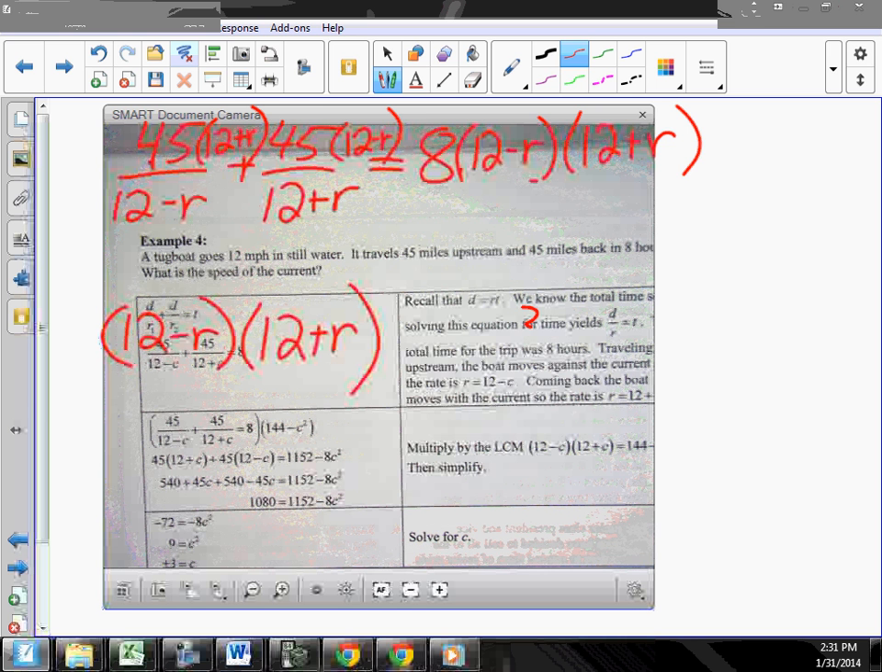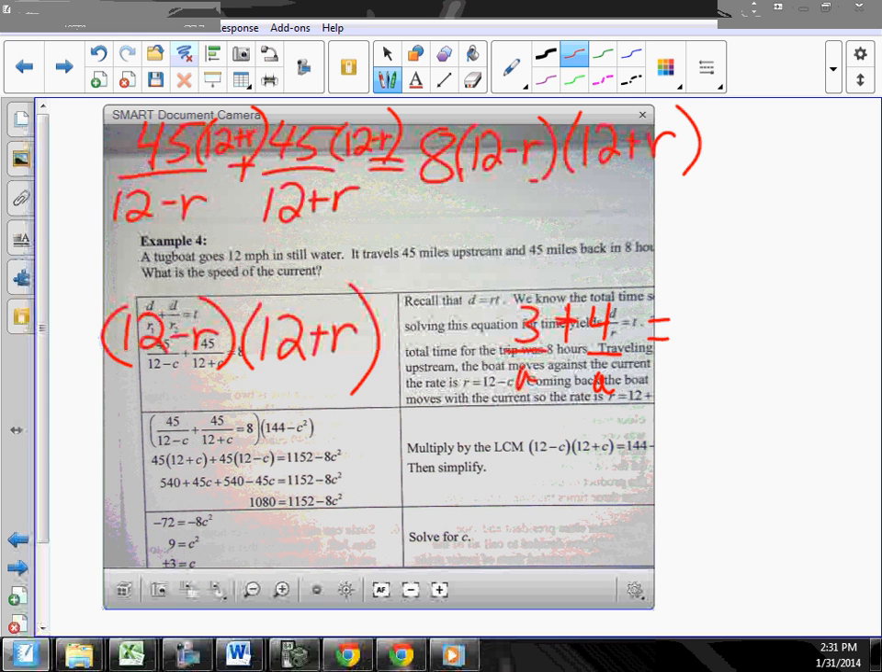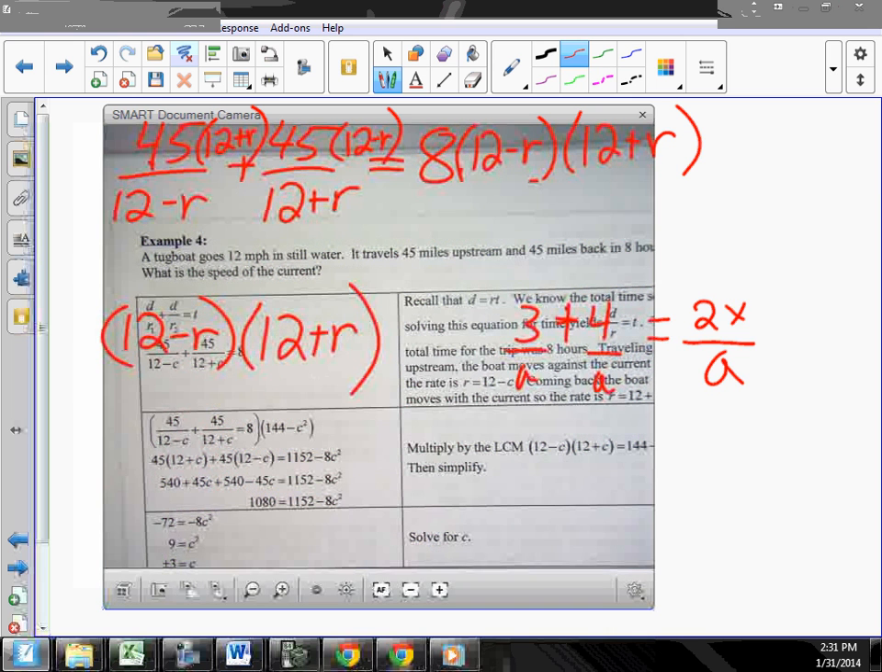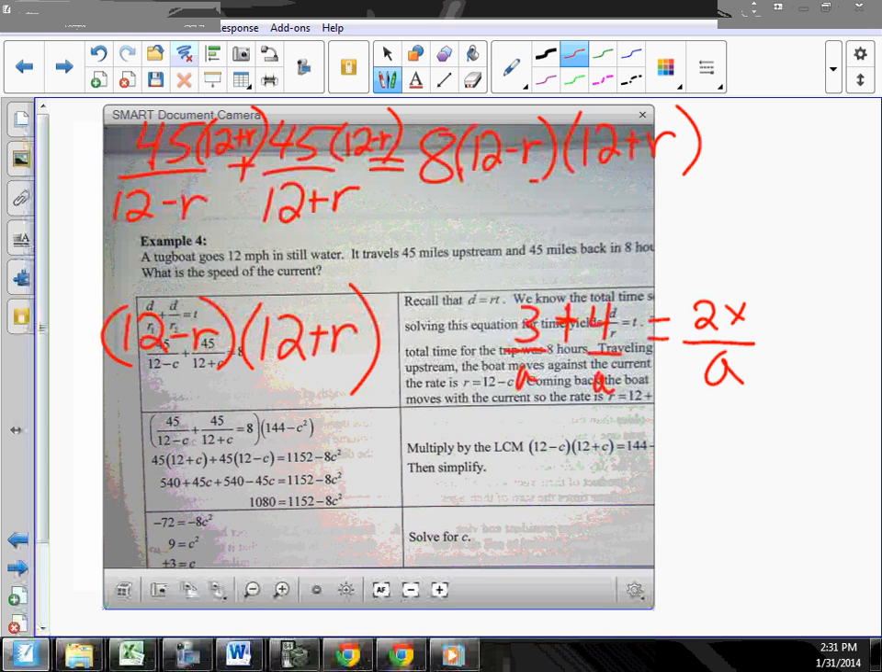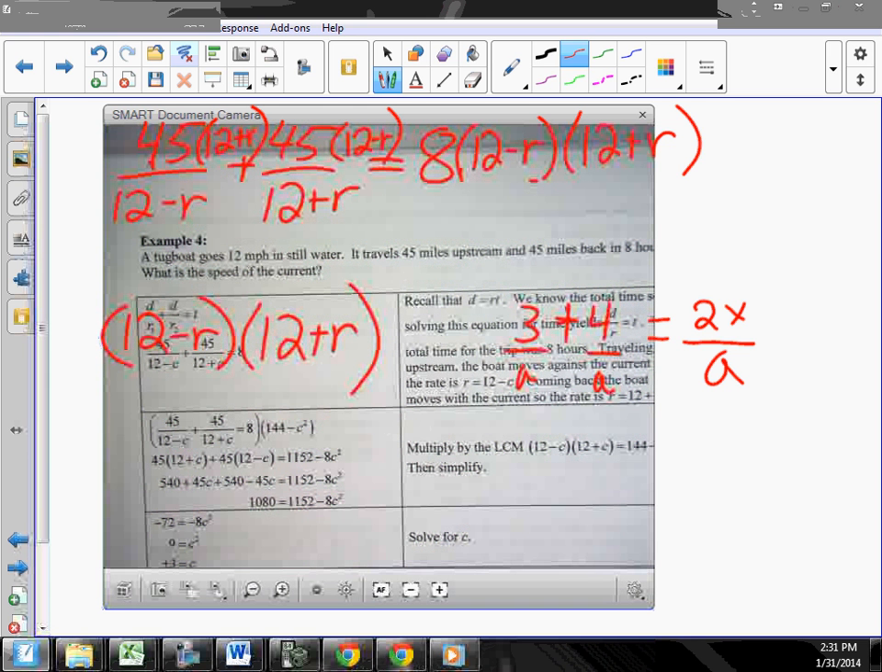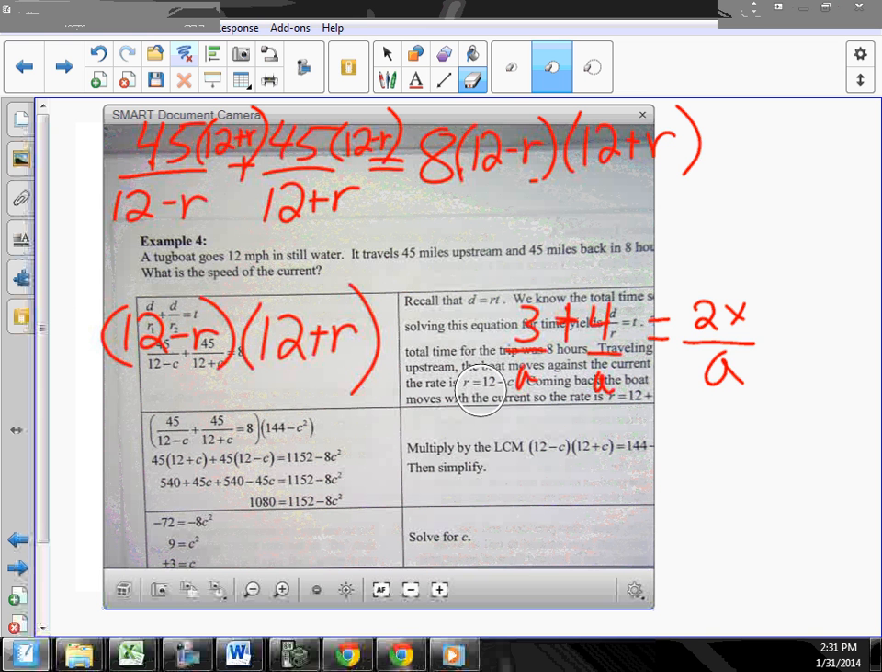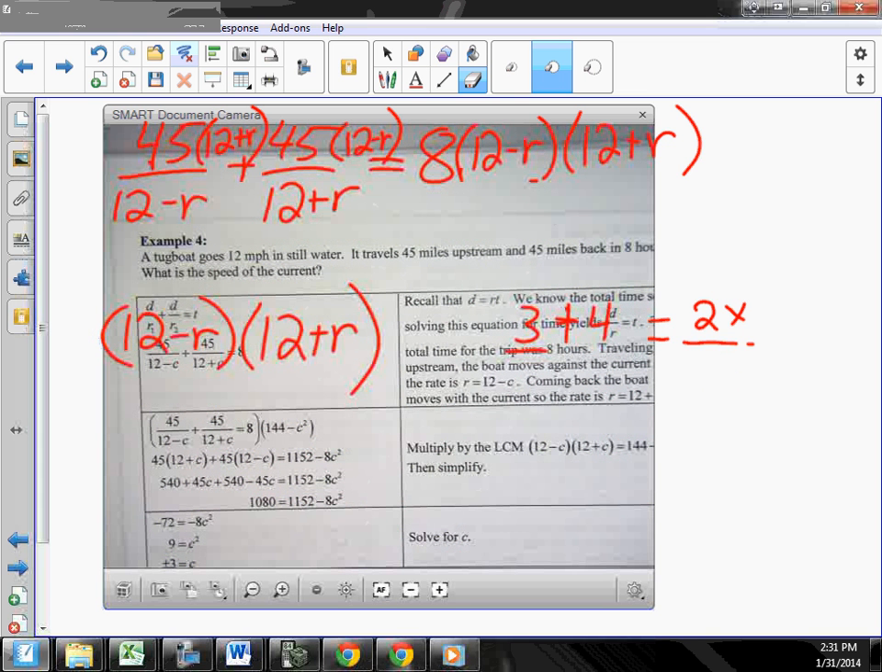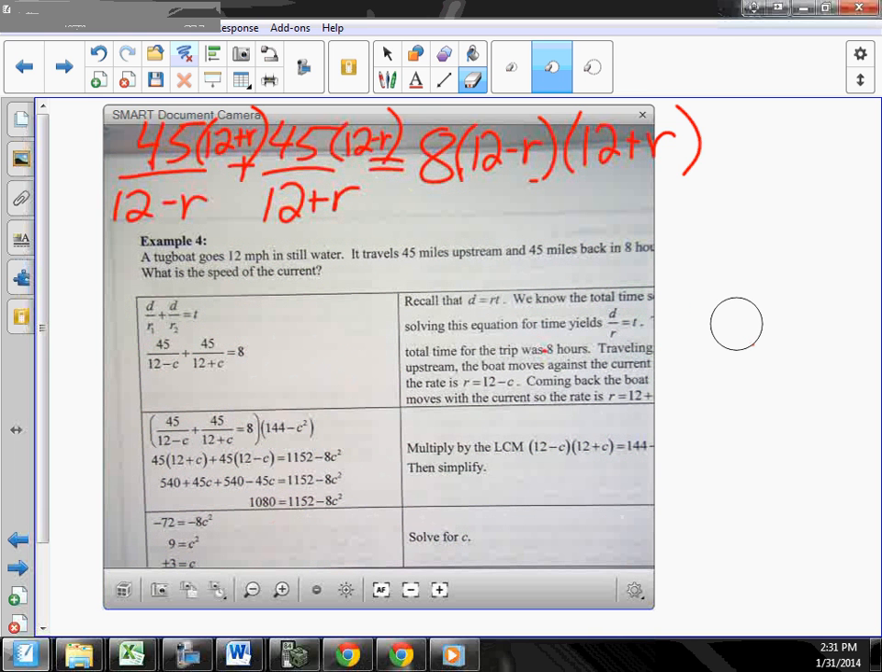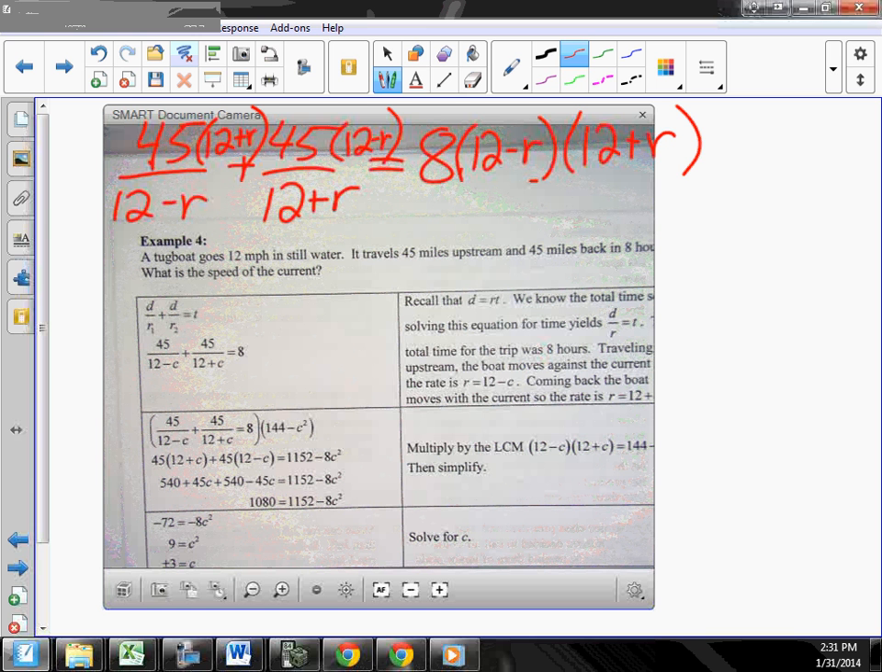And then once everything has the common denominator, what do we do? If we had 3 over a plus 4 over a equals 2x over a, how can we make this easier? Take out all the a's. Because if they're all divided by the same thing, we might as well just get rid of it. So once they have a common denominator, we can forget that the denominator even exists. So what is 45 times 12? 540? Oh, yeah, that's right.